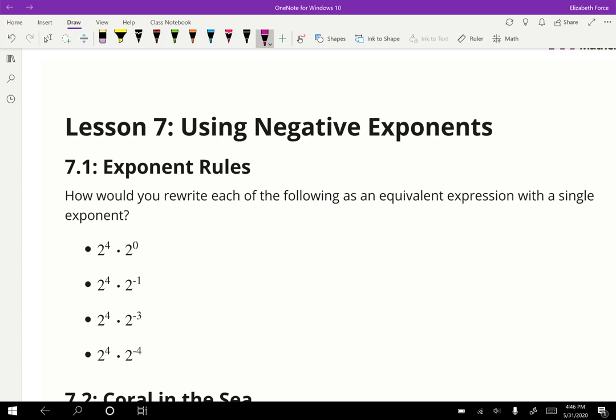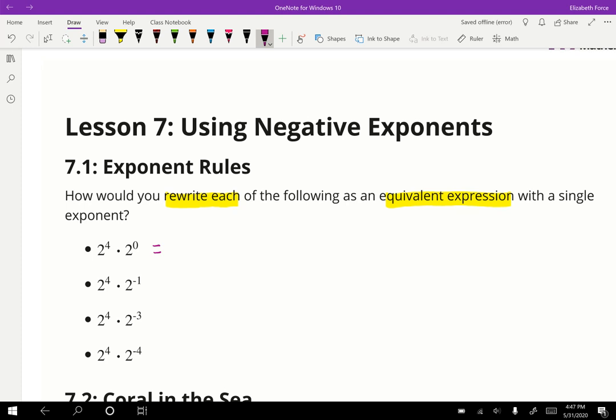In Unit 5, Lesson 7, using negative exponents, we did a little warm-up problem for 7.1, which wants you to revisit your exponent rules. It wants you to rewrite each of the following as an equivalent expression, that just means equals the same, but with a single exponent. So right now I've got this multiplication going on between two numbers with two exponents. I just want to rewrite it into an equivalent form with one exponent.